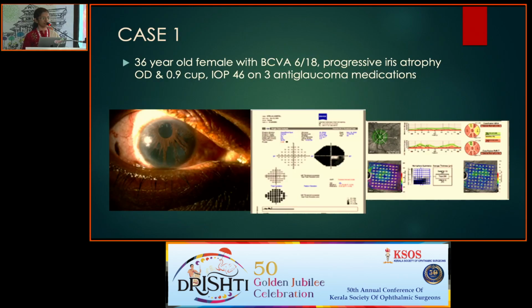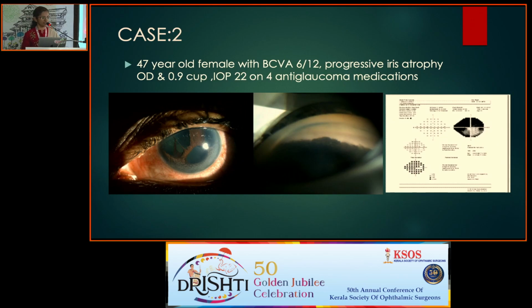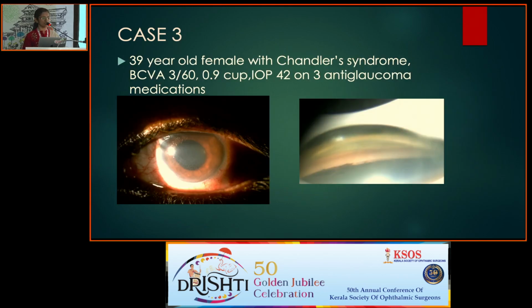The first case was a 36-year-old female with best corrected visual acuity of 6/18, progressive iris atrophy with a 0.9 cup, and intraocular pressure of 46 on 3 anti-glaucoma medications. The second case was a 47-year-old female with progressive iris atrophy, best corrected visual acuity of 6/12, a 0.9 cup, and intraocular pressure of 22 on 4 anti-glaucoma medications. The third patient was a 13-year-old female with Chandler's syndrome, best corrected visual acuity of 3/60, 0.9 cup, and intraocular pressure of 42 on 3 anti-glaucoma medications.